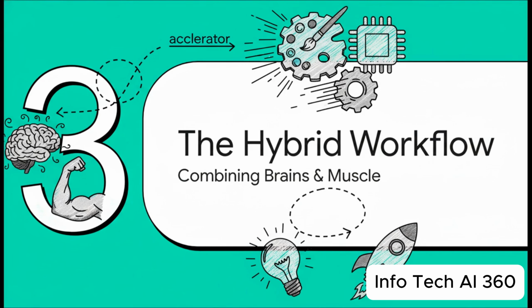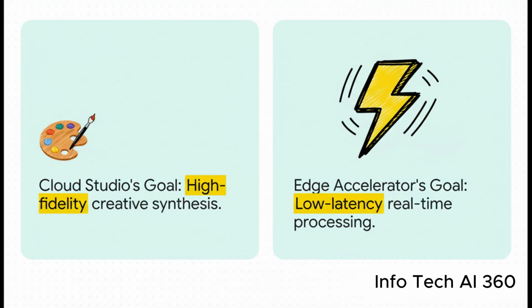But here's where it gets really, really smart. You don't have to choose between the artist and the accelerator. The real power move here is using them together. This is what they call a hybrid workflow. This slide just lays it out perfectly. The Cloud Studio is all about high-fidelity, beautiful creation. The Edge Accelerator is all about instant, real-time processing. They're two totally different tools designed for two totally different jobs.